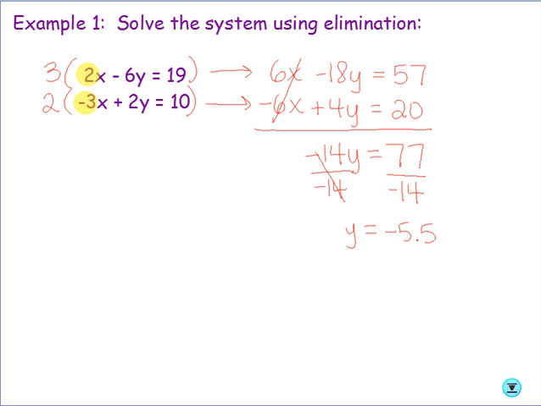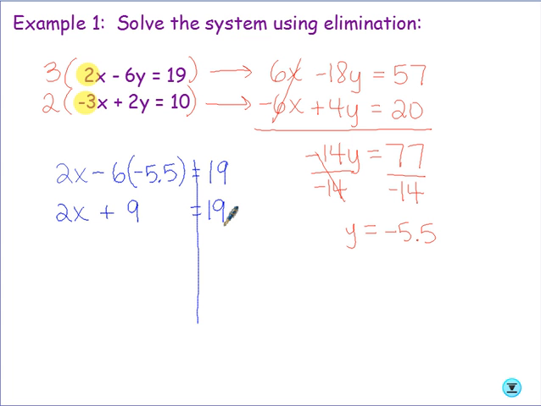So 2x minus 6, here's the y, so parentheses negative 5.5 equals 19. Put up your line. First thing we're going to do is our multiplying. So keep the 2x, negative 6 times negative 5.5 is positive 9 equals, I'm sorry, that's not positive 9.